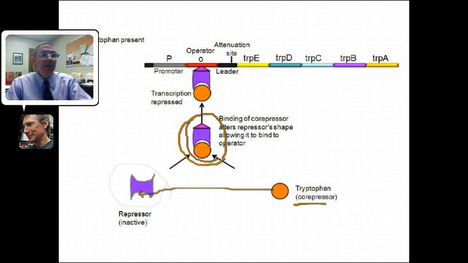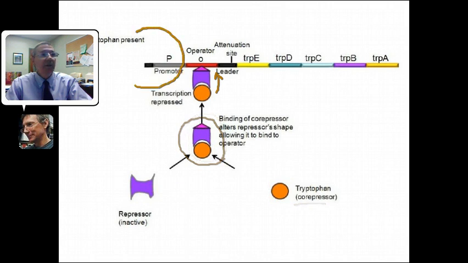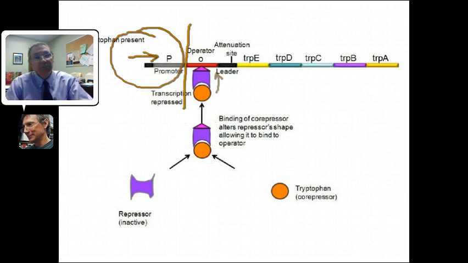And when it binds in that allosteric site, it changes the conformation of the trp repressor, making it active. The active form then binds to the operator. When it binds to the operator, that prevents RNA polymerase from transcribing because the repressor's in the way. Typical negative control. Now you might think this is all you need.